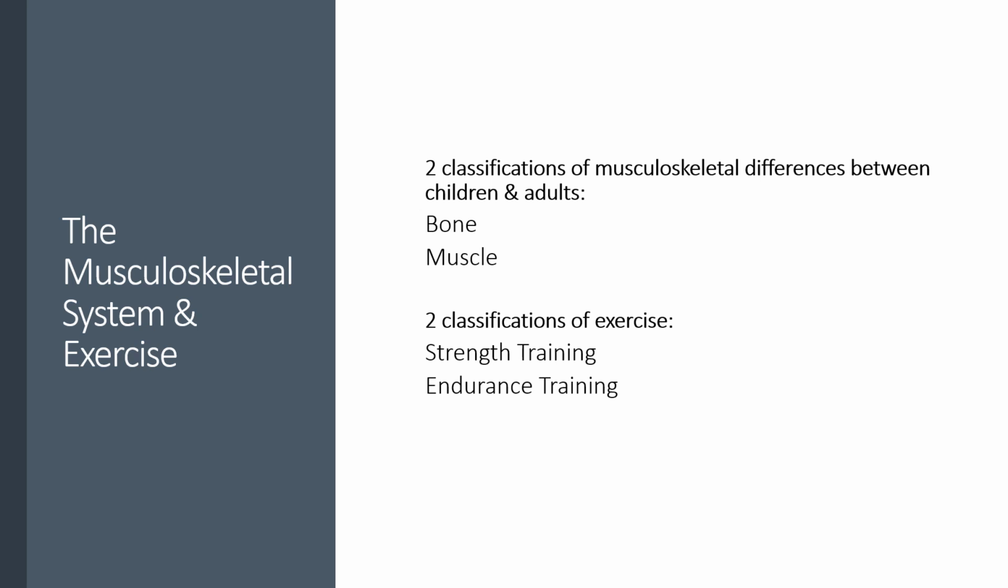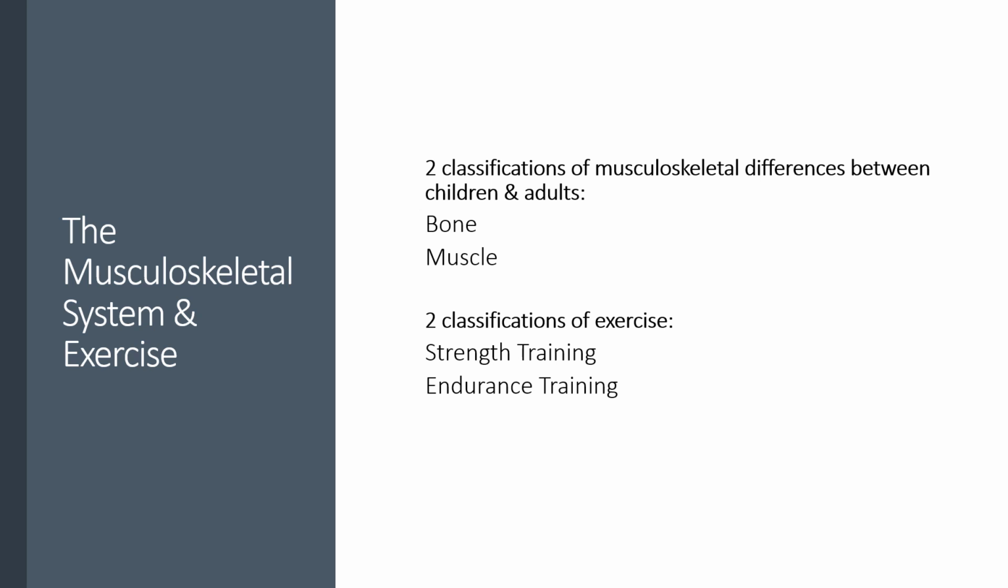Musculoskeletal differences between children and adults. Within the bones, children have more porous bone that is susceptible to compression and greenstick fractures, whereas adults experience age-related loss in bone mineral density, leading to conditions like osteopenia and osteoporosis.